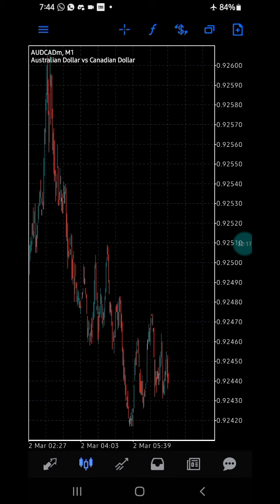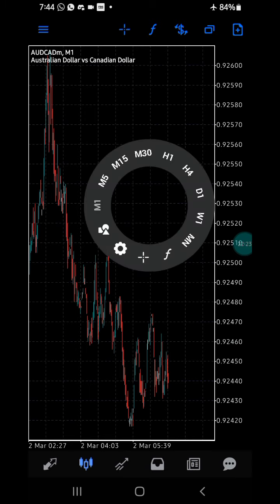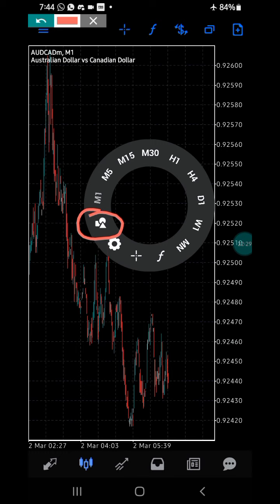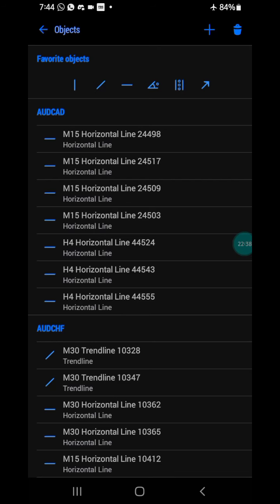Now when I tap on the screen, you will see something like a wheel that pops up. In this wheel you have this, and this, and when you click on this, it directs you to a page, and in this page you have favorite objects, and below you have other things, AUD/CAD, AUD/CHF. You have these other ones below. I won't be explaining what they are. During your trading you will come to understand on your own why these things appear here.